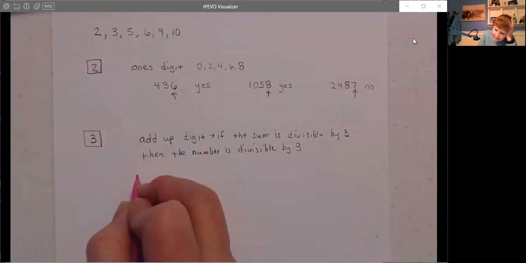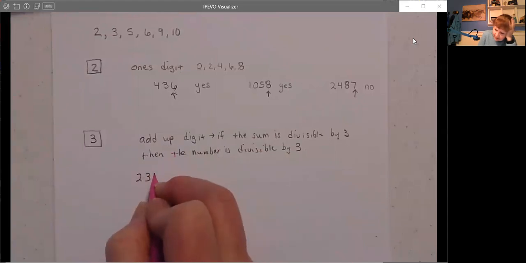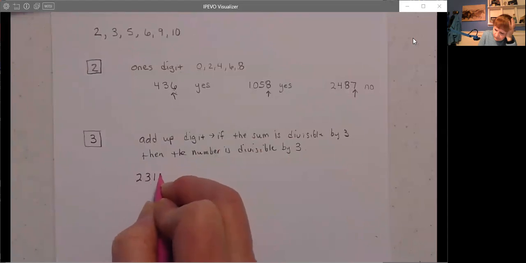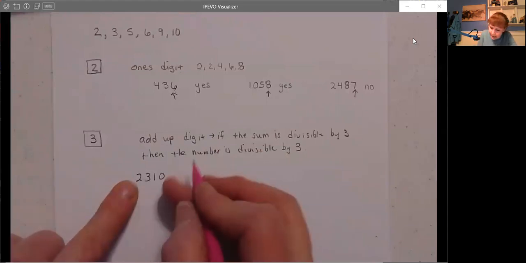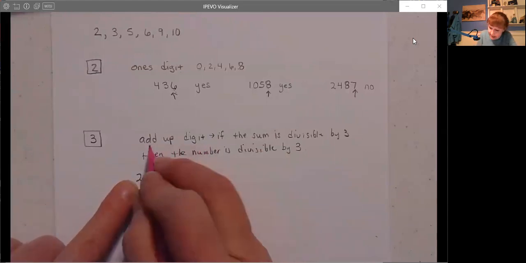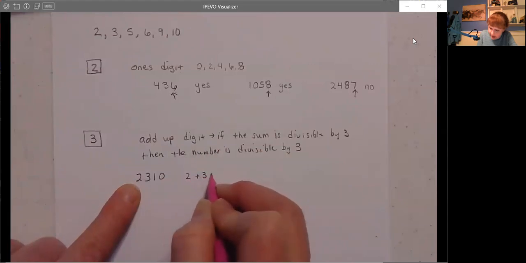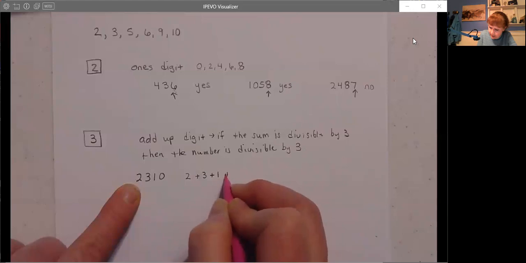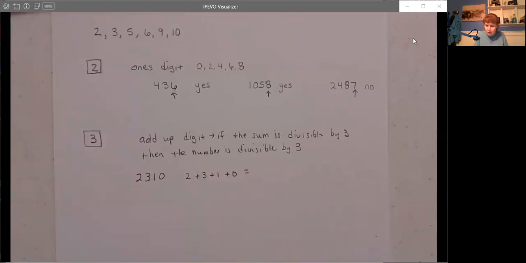So let's take the number 2,310, that's right here. Well, we're going to add up the digits. What does that mean, add up the digits? You take 2 plus 3 plus 1 plus 0. And you could probably just do that without writing this out.